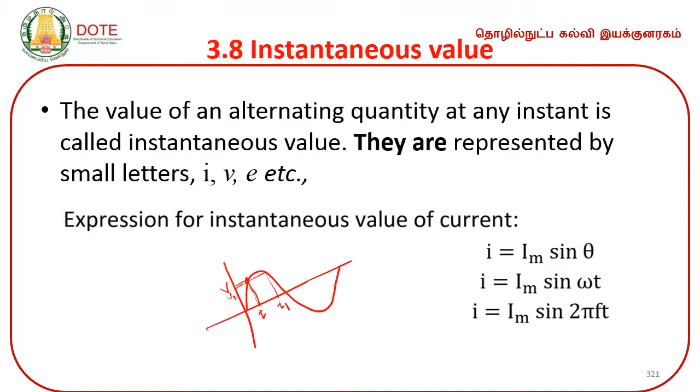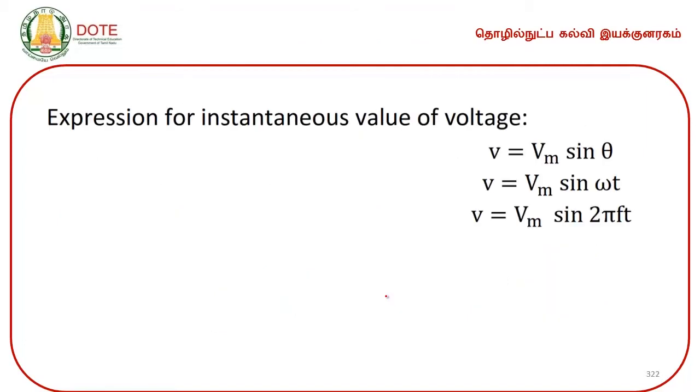The expression of instantaneous value of current i is equal to Im sin theta, or we can represent that as Im sin omega t. This omega term is called angular velocity, for which we can substitute 2 pi f instead of omega, where f is the frequency of the alternating signal. Then the expression for instantaneous value of voltage v is equal to Vm sin theta or Vm sin omega t or Vm sin 2 pi f t, where Vm is the maximum value of the voltage.